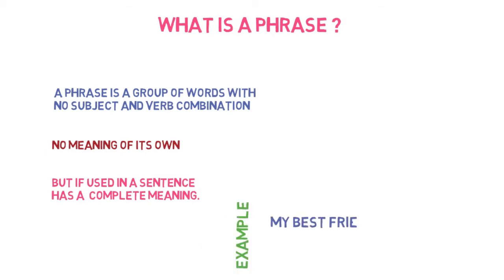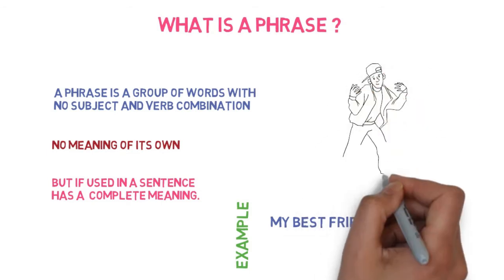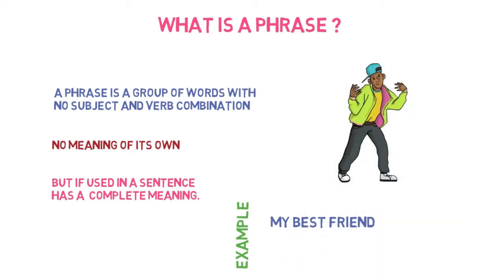For example, my best friend. They are a group of words. Do they have a subject and a verb? No, but they are a group of words. And if I use that with another group of words, like John is my best friend, it gives us a full meaning. In the same way, in the east, they are just a group of words with no subject and a verb. But if I use this group of words along with another group of words, like the sun rises in the east, it will give a complete meaning.